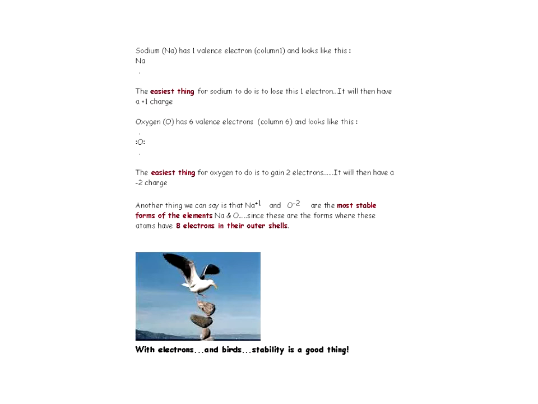Now the important thing to know is that when sodium loses that electron to get a +1 charge, that ion, that Na+1 ion, is the most stable form of sodium. And likewise, O-2 is the most stable form of oxygen. Okay? So atoms are not the most stable forms. It's their ions that are the most stable forms, right? Because they have these outer shells that have 8 electrons in them. And so I just put here, just like with birds, you can see this guy, stability is a good thing with the bird, and same thing with electrons.